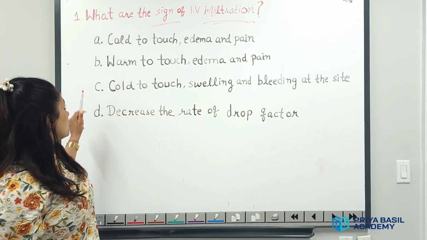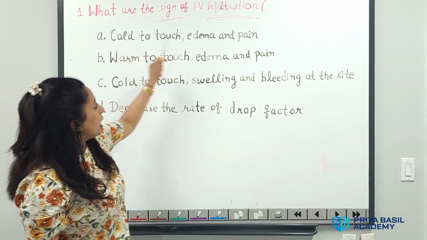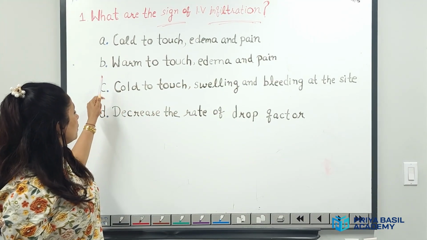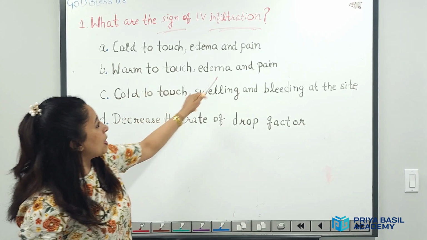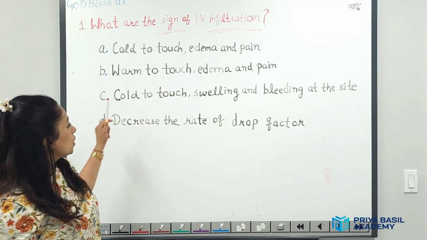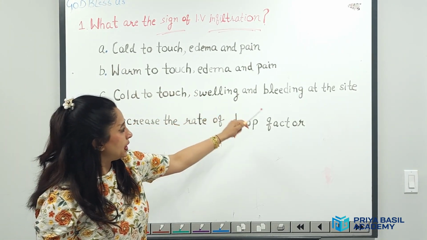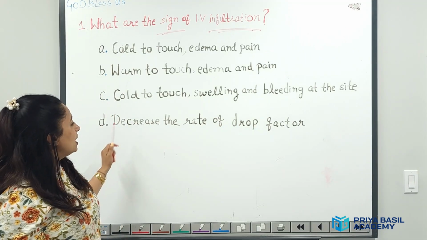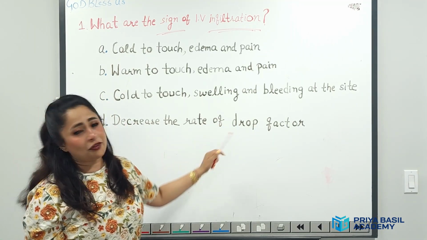So here the options are: option A, cold to touch, edema and pain. Option B, warm to touch, edema and pain. Option C, cold to touch, swelling and bleeding at the site. And option D, decrease the rate of drop factor.